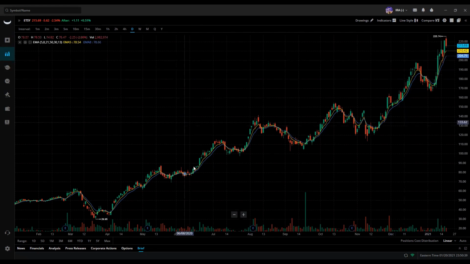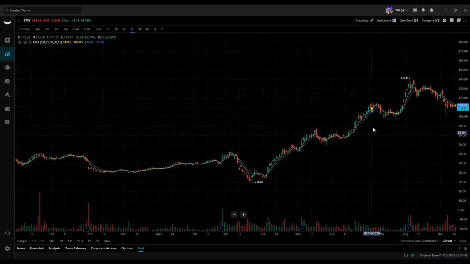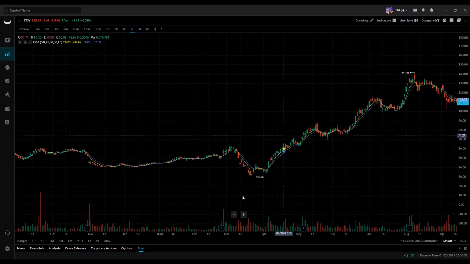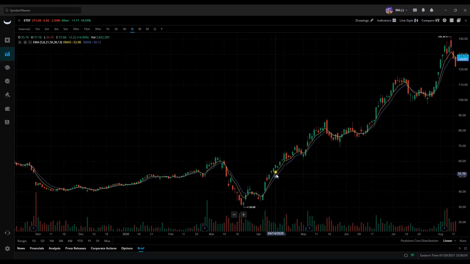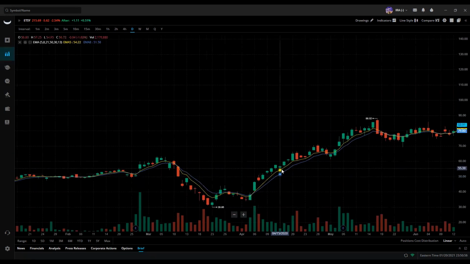So this is essentially how my system would look. I use the candlesticks, and then I use the two EMAs on the chart and have them overlapping in this case. So the 5 EMA, as you can see, is the yellow EMA in this case, the EMA above the blue EMA, which is the 8 EMA.